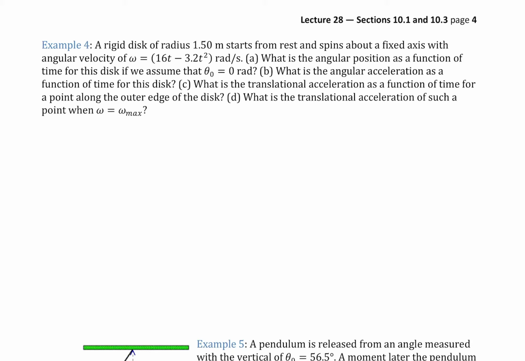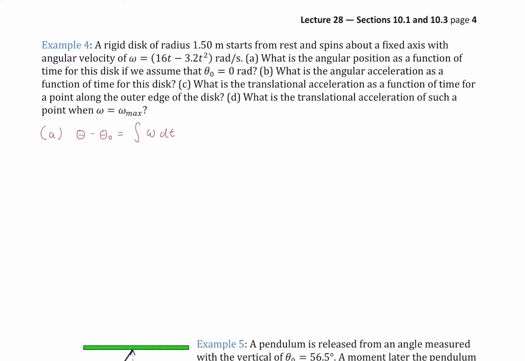All right, another example. Okay, so this is our last 2 examples. These are our non-constant angular acceleration quantitative problems. Okay, so a rigid disk of radius 1.5 meters starts from rest and spins about a fixed axis with an angular velocity given as this function. What is the angular position as a function of time for the disk if we assume that the initial angular displacement is 0? Okay, well, how do we do that?